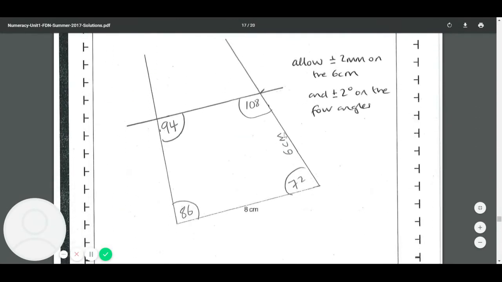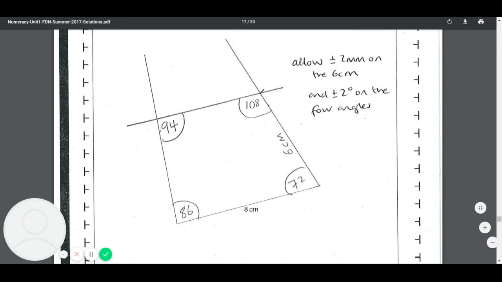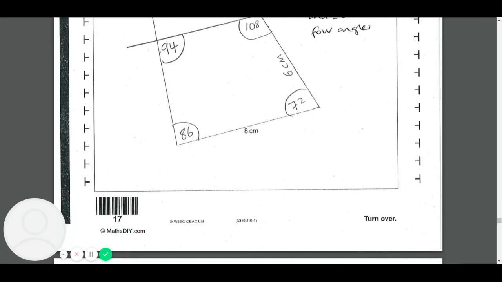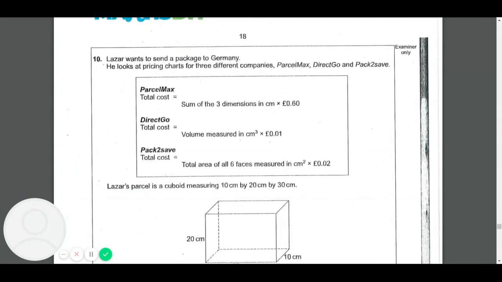You've got to just start from here where we know most information, draw them across, measure the angles, join it all up, and you're allowed plus or minus 2 millimeters or 2 degrees tolerance for the angle. So you're going to need a protractor for that and a ruler with some measurements on it. So, next question.